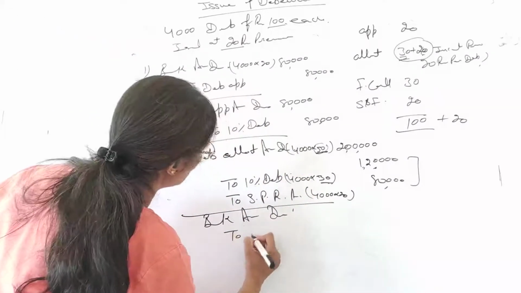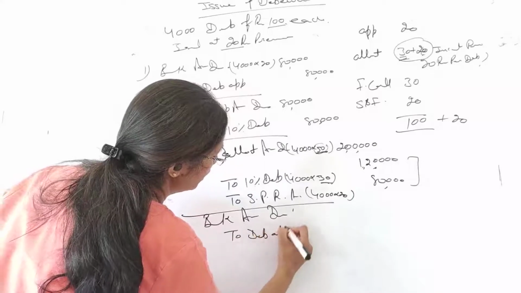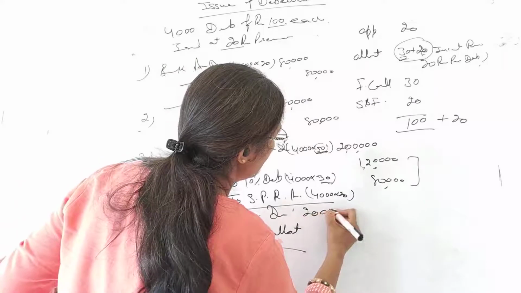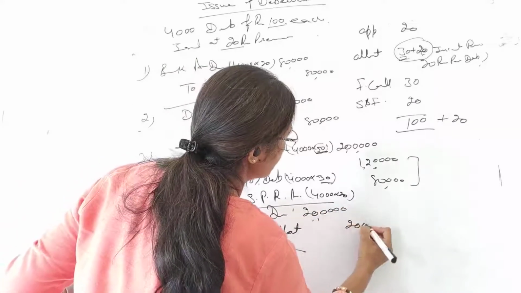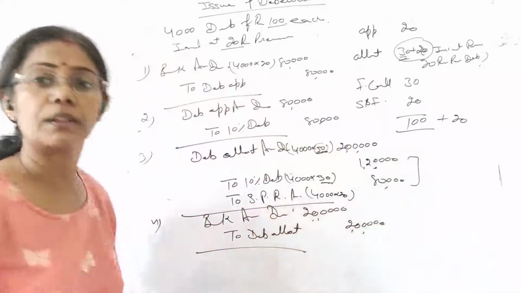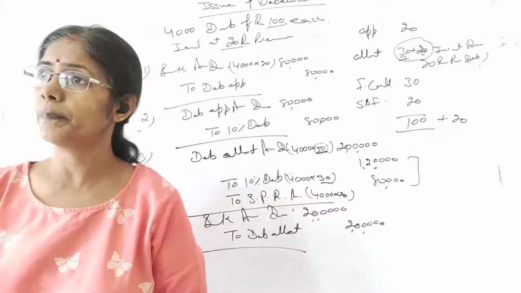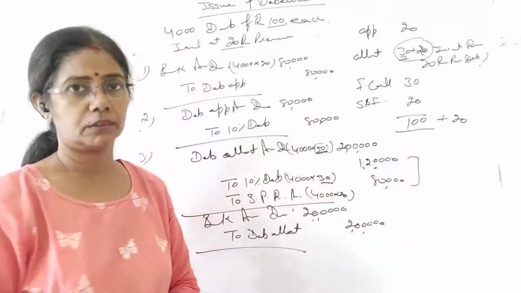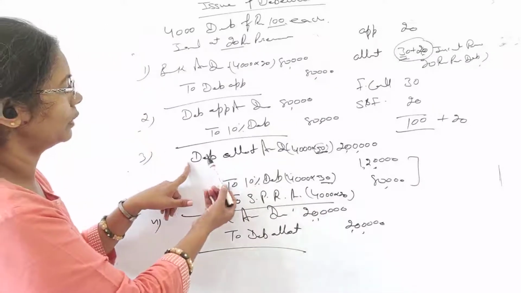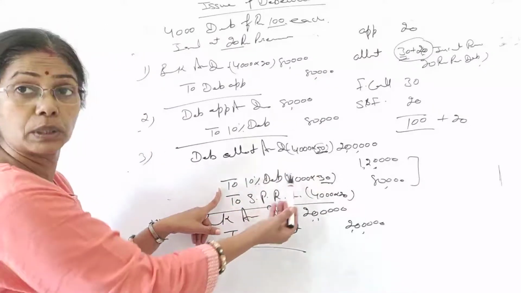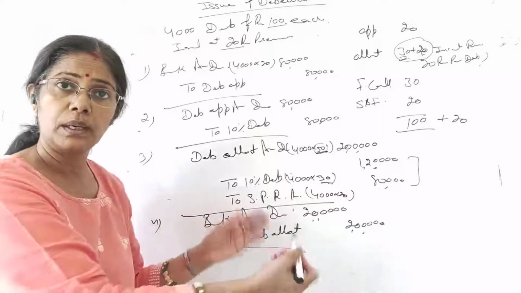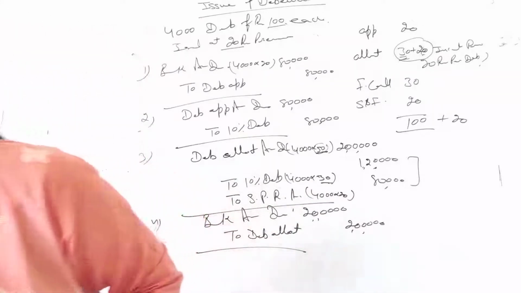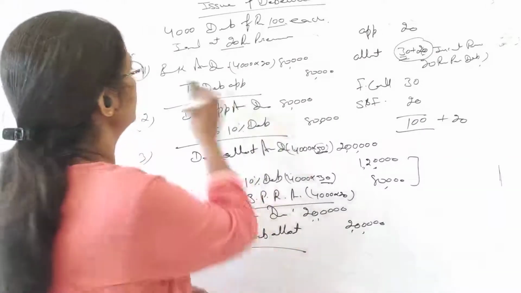Bank account debit to debenture allotment account. Fine? The whole amount, the complete 2 lakh rupees, you are receiving. Alright students? Is that clear? So the rest of the entries you can do yourself, there is no problem at all. We just do the first call: debenture first call account debit to debenture, then bank account debit to debenture first call. Clear? Yes. Now in this only we are learning.